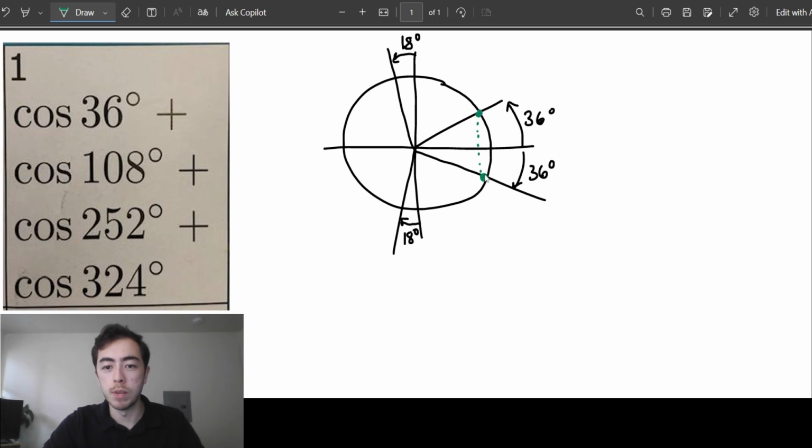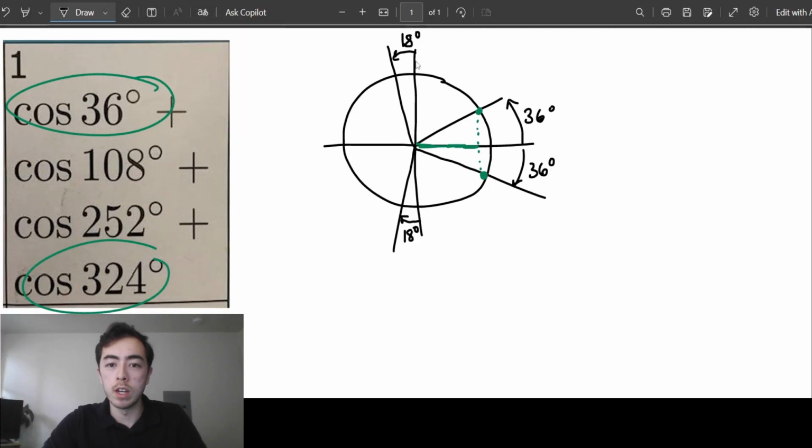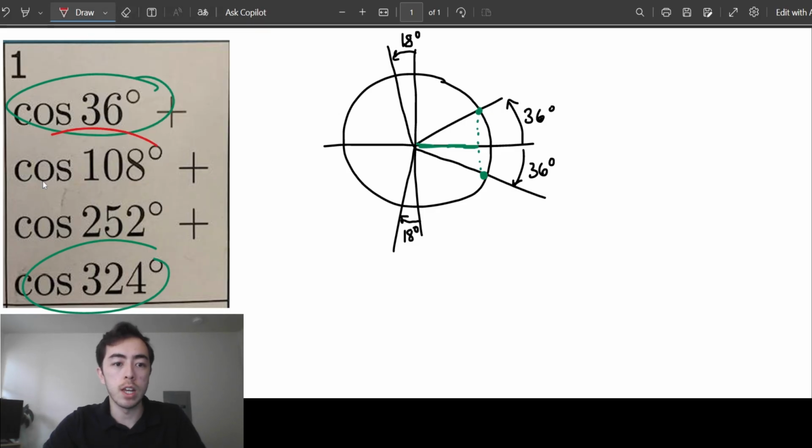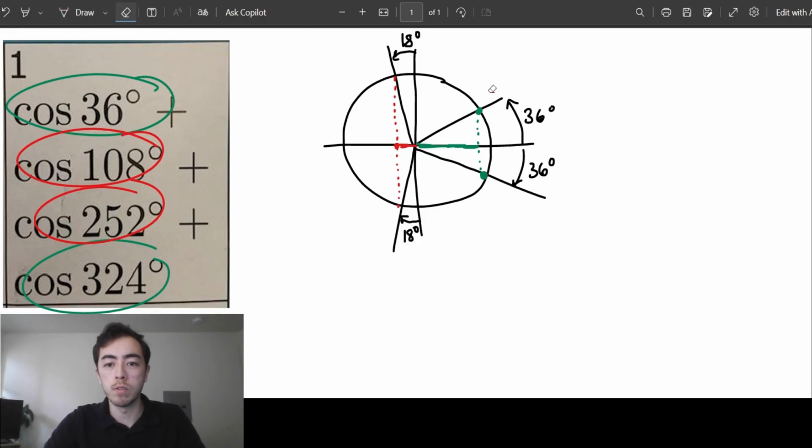Cosine of 36 and cosine of 324 are both going to be this distance right here. Again, this is the unit circle, so our radius, or this total distance here, is the number 1. The values for cosine of 108 and cosine of 252 are going to be less, both in terms of the fact that they're negative because we're going left, but also less in terms of absolute value. So these negative numbers aren't going to outweigh our positive values over here.